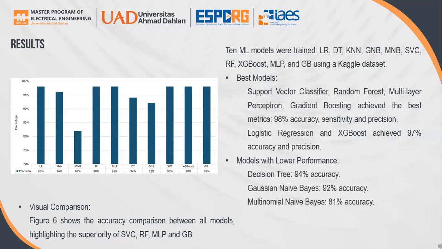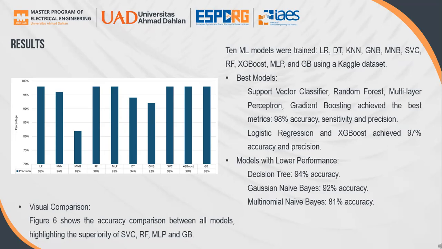Results: 10 machine learning models were trained using a Kaggle dataset. The best models, Support Vector Classifier, Random Forest, Multilayer Perceptron, and Gradient Boosting, achieved the best metrics: 98% accuracy, sensitivity, and precision. Logistic Regression and XGBoost achieved 97% accuracy and precision.